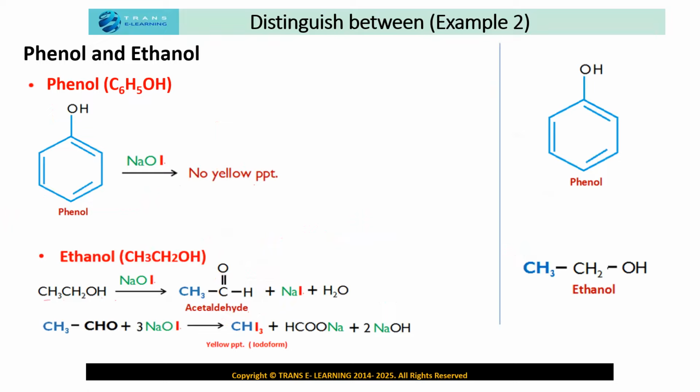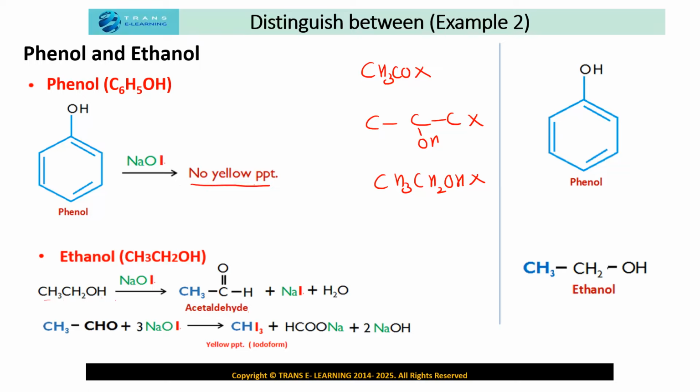Next, example 2, phenol and ethanol. You can clearly see that phenol is not a methyl ketone. Obviously, it is not a secondary alcohol, because it is an aromatic compound, and it is not an ethanol also. Obviously, it is an aromatic alcohol, that is a phenol. So it is not going to give you the yellow precipitate.